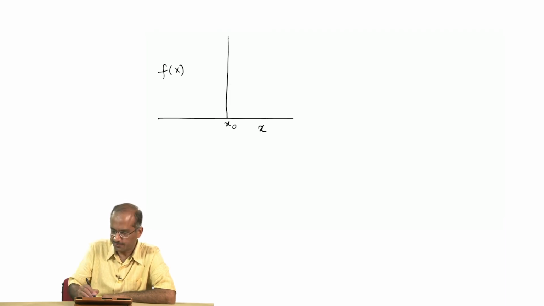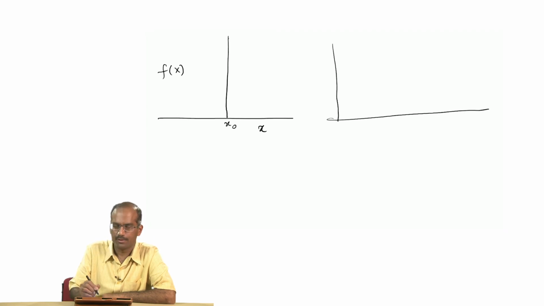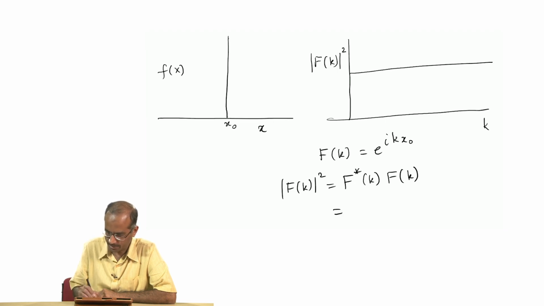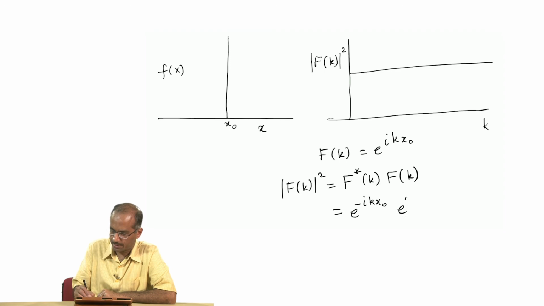Now, in the Fourier transformed domain, if I plot mod square of f of k, it will be a constant, because f of k is e power i k x 0 and f of k mod square will be f star of k into f of k, and that is going to be, f star of k is e power minus i k x 0 into e power i k x 0. So, it would cancel and give you 1.